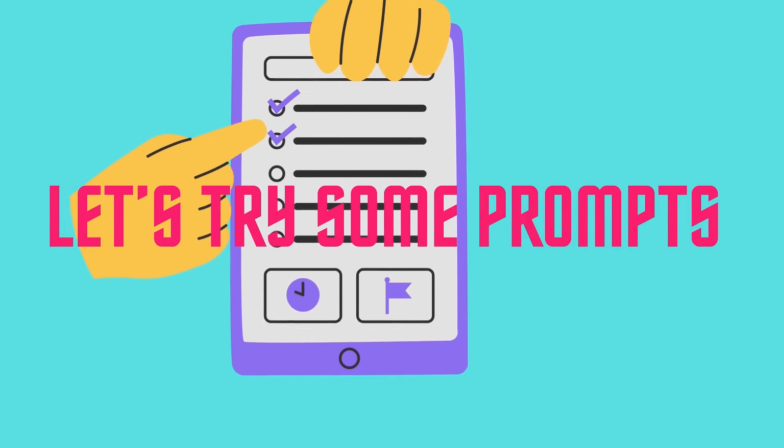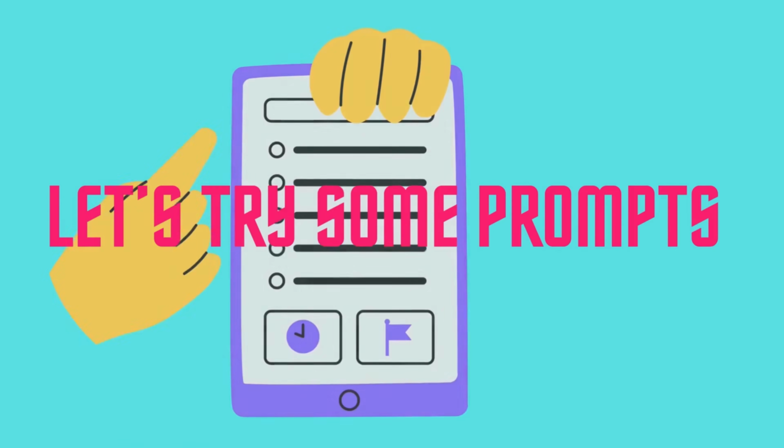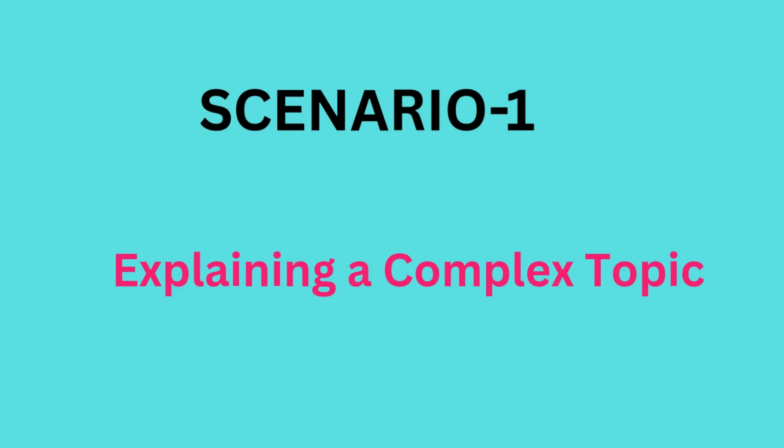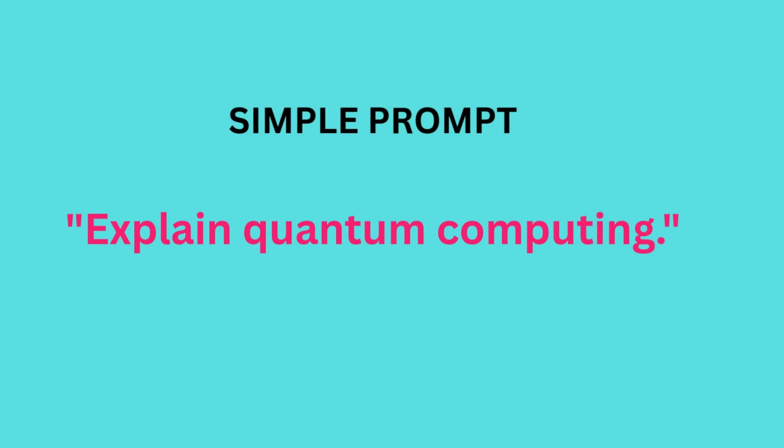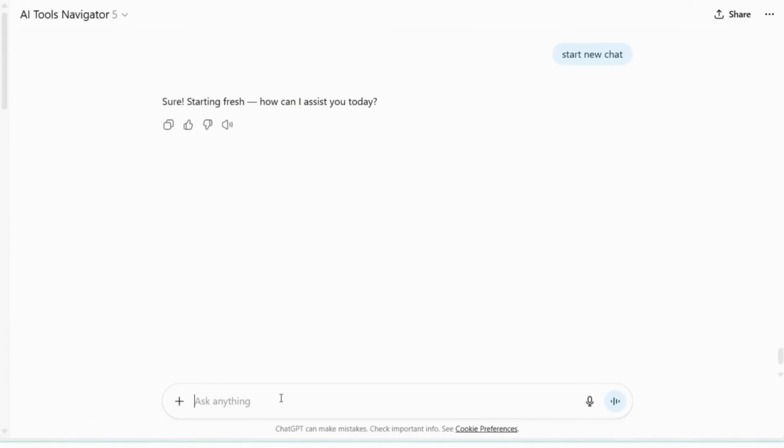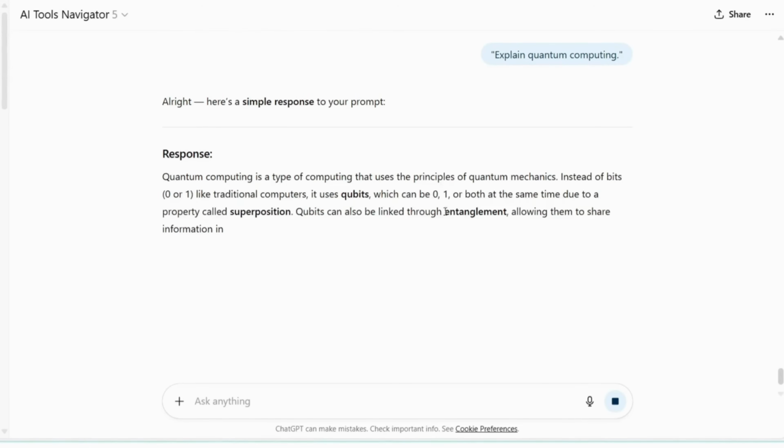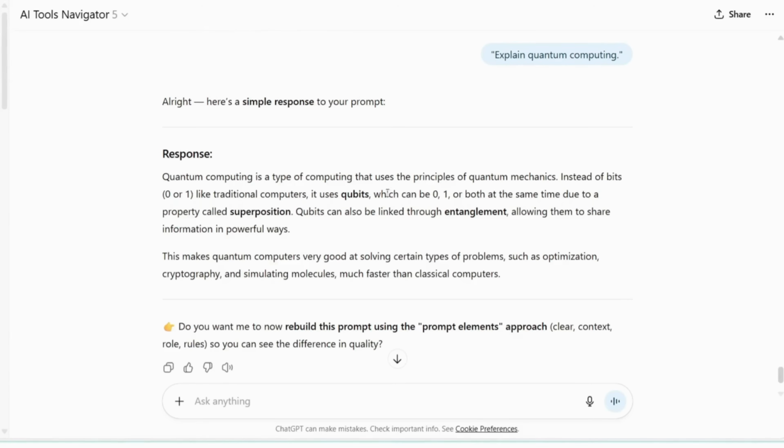Now let's try some prompts based on our learnings. By using various elements of prompts like clarity, context, role defining, and adding rules, we will see the response comparison between a simple prompt and an element-based, advanced prompt. Now in scenario 1, we have selected a complex topic related to science, to explain quantum computing. As a simple prompt, we have input the text in ChatGPT, so we will see how it has responded.